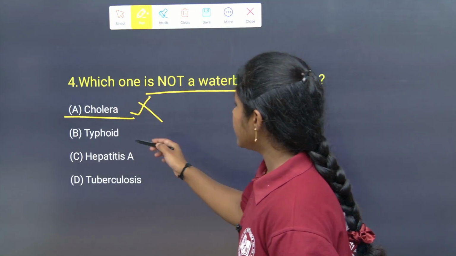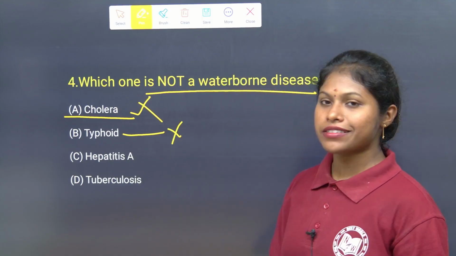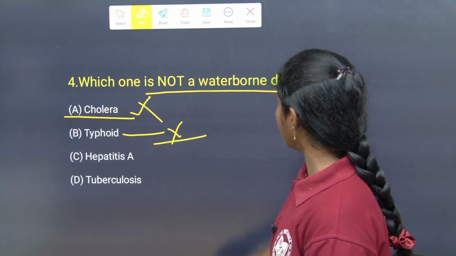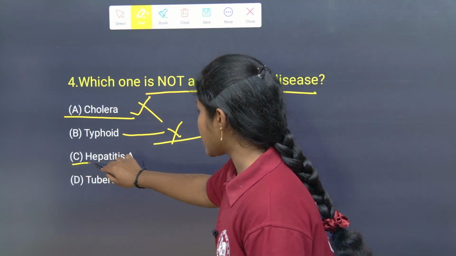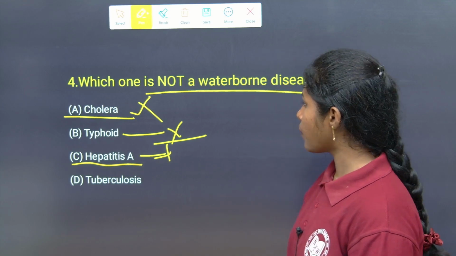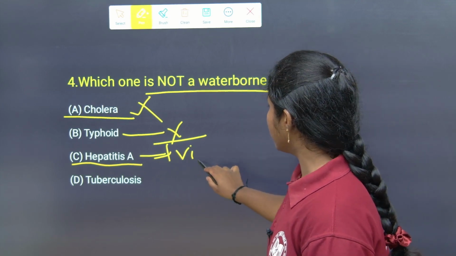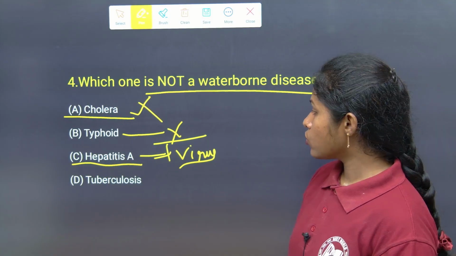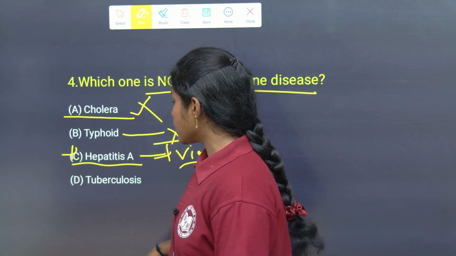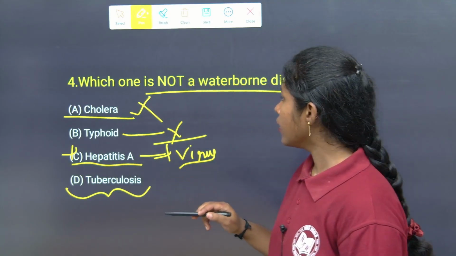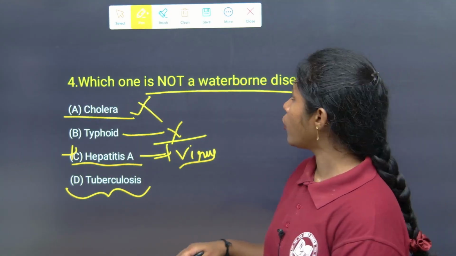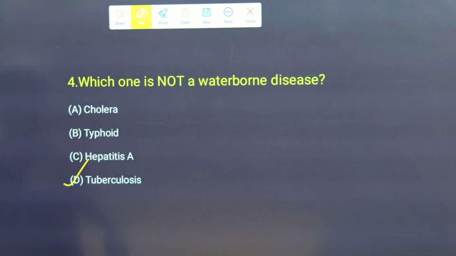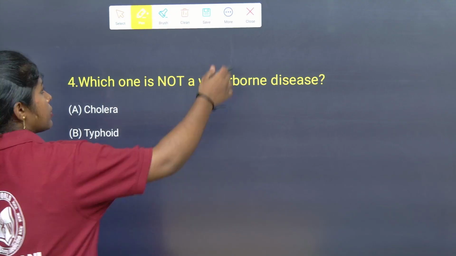And typhoid: in polluted water the coliform bacteria is present, resulting in typhoid fever, so it is also a waterborne disease. And hepatitis A is a virus, children, which travels through water, right? By contact, so it is also not to be considered. Tuberculosis is not a waterborne disease. Here D is the answer for the given question. So coming to the next question.